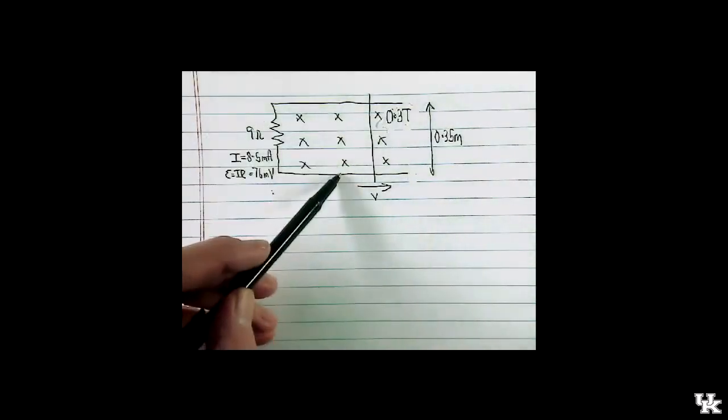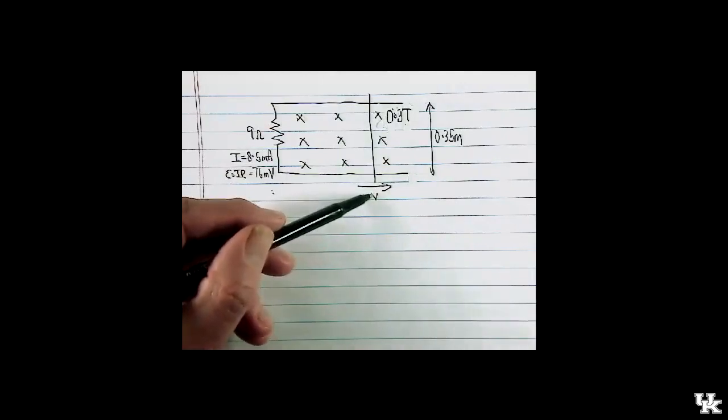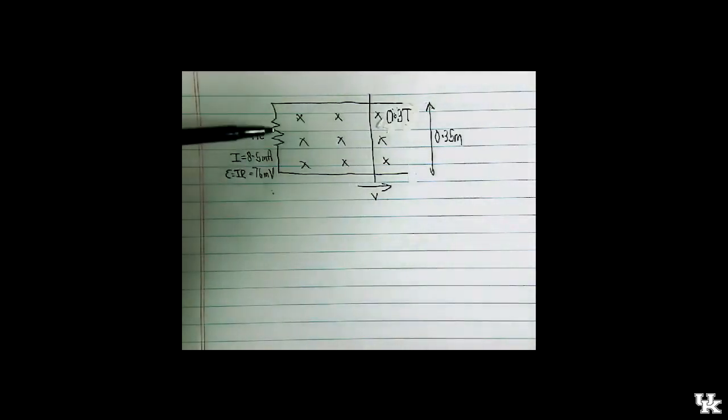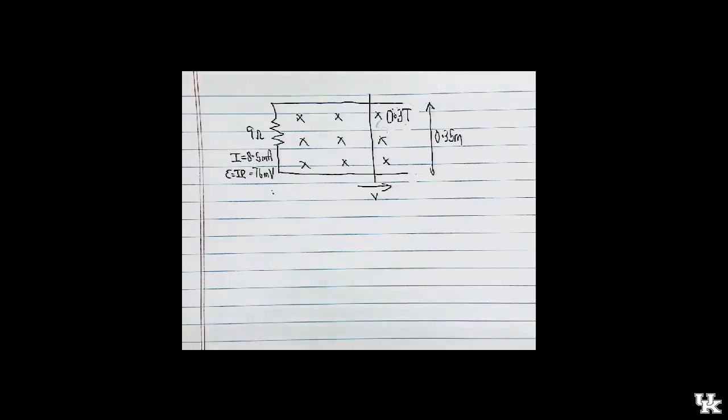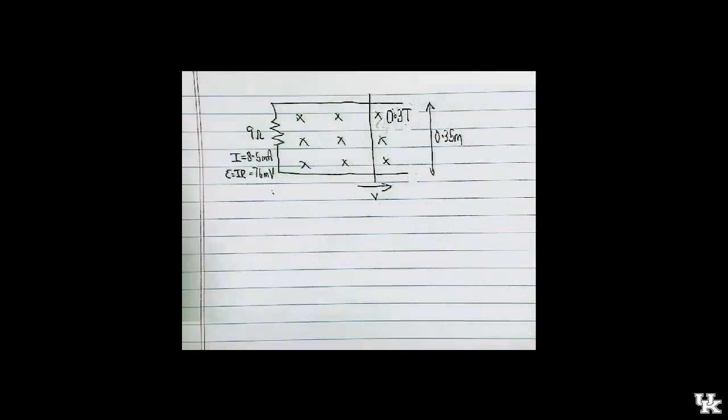So here at the bottom and here at the top are the rails. Here is the rod that I'm moving with some speed v. Here is the resistor that completes the circuit. So this entire loop is an electrical circuit. And I've added to my sketch the quantities that I was told in the problem.